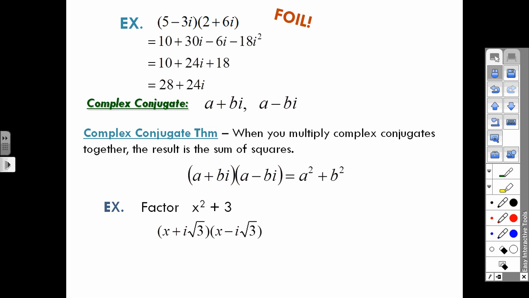So just keep your mind open to that, and don't automatically think, oh, this can't be factored anymore, we're done, because you're not. You can factor using complex conjugates.